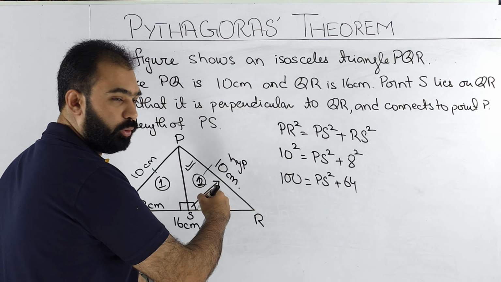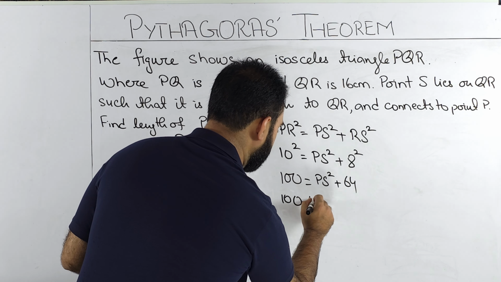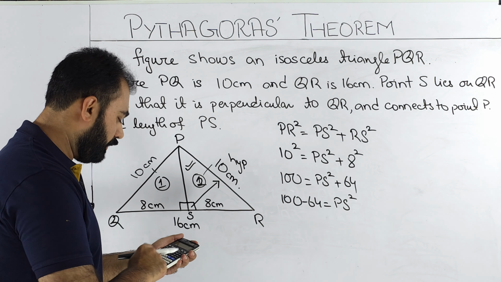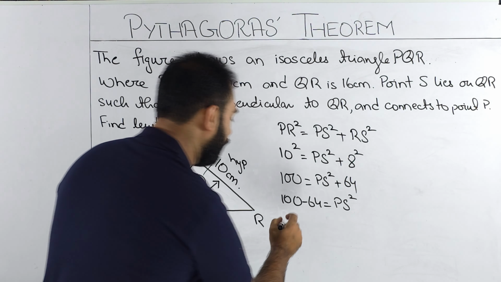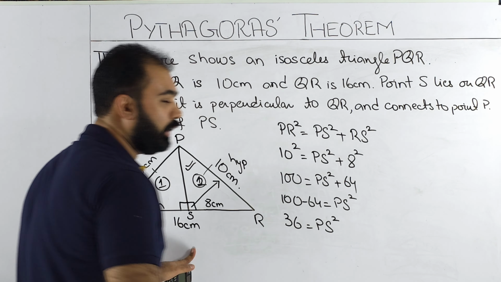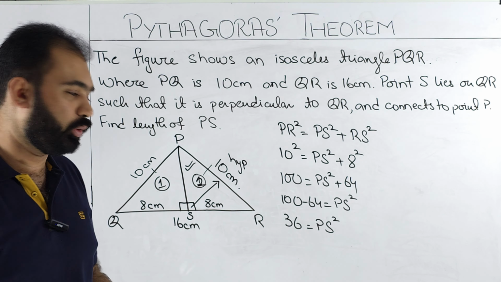Now taking that 64 on the other side of the equals to sign, we get 100 minus 64, that is 36, is equals to PS square. Now we have to find out the value of PS. So we have to apply square root on both sides.